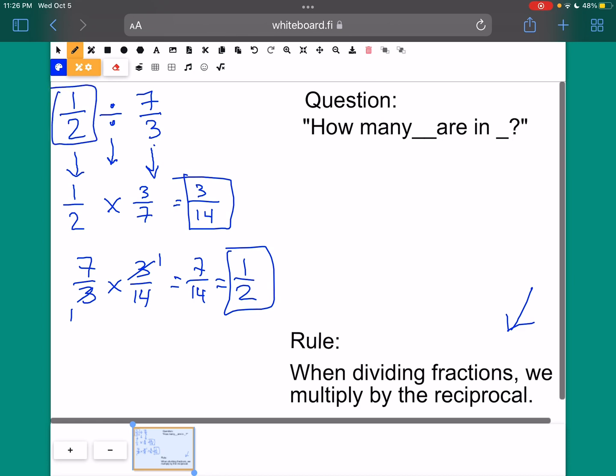Okay, so I boxed in that 1/2, not because it's actually the answer to the problem. The answer to the problem is 3/14, but I just wanted to show you that if you multiply together, then you wind up with what you started with, which is important in terms of checking your work.